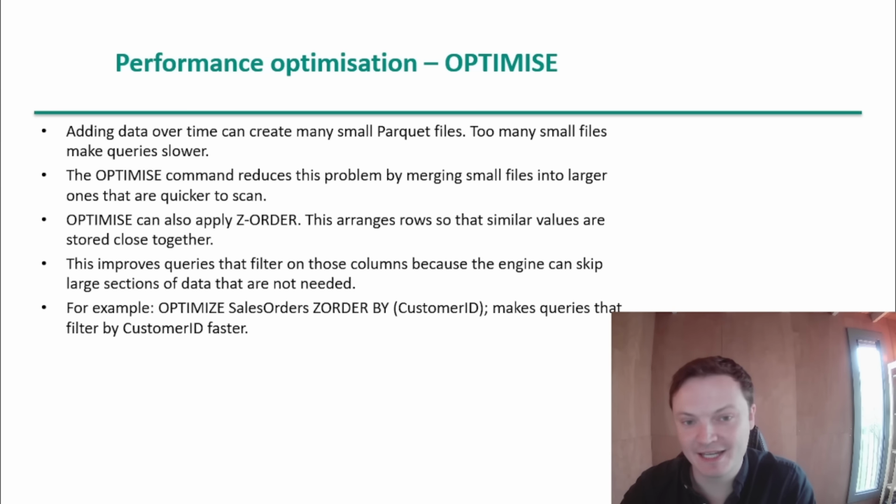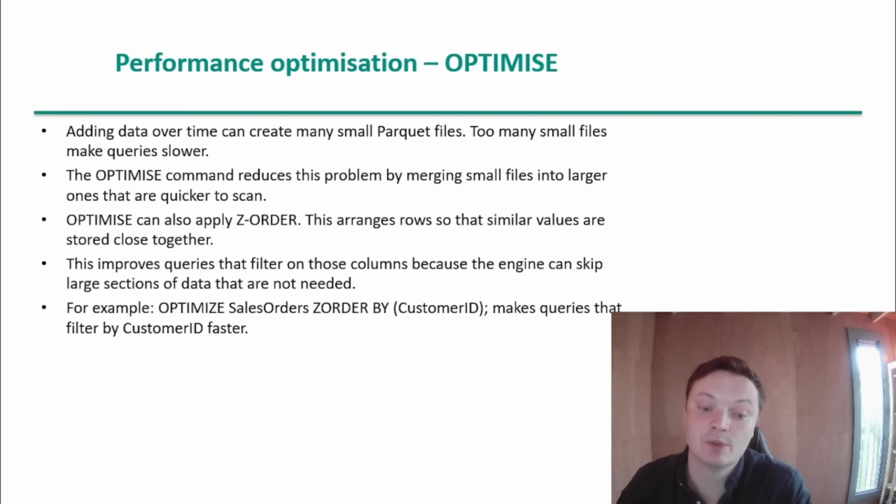Optimize can also apply Z-order. Z-ordering arranges rows so that similar values are stored closer together. For example, you could have year, and you could have years close together. So queries that are searching by year could quickly go to the year in question, such as year 2022, and not look at year 2021.